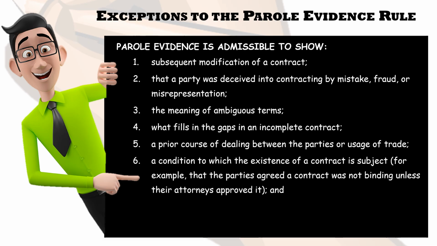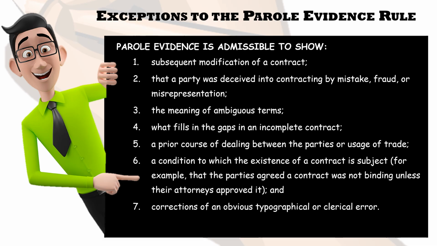Parole evidence can be used to show a condition to which the existence of a contract is subject, right? Now, with some contracts, you have conditions of performance, right? You have conditions precedent. That's something that must occur prior to performance being due. For example, if I were to say to you, if I hit Powerball, I will give everybody in class an A. In order for you to require me to give you an A, I would have to hit Powerball. That's a condition precedent, right? Now, if I don't hit Powerball, you don't get an A.